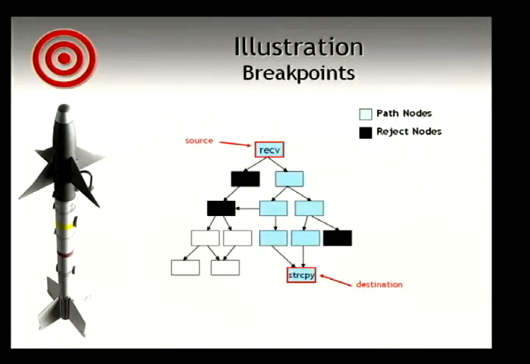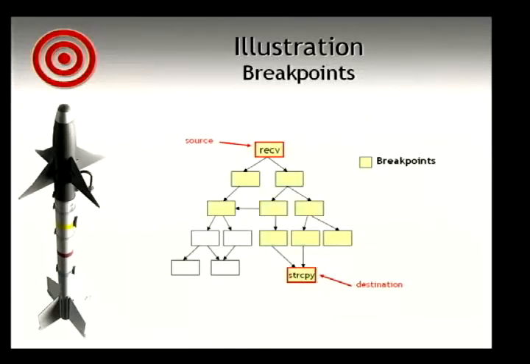And here's a little illustration to continue from the last time. We see the subgraph we're interested in: the source, the destination, the on-path nodes, the reject nodes. We're just going to simply place breakpoints on all those. And that's really all we're interested in during the execution.